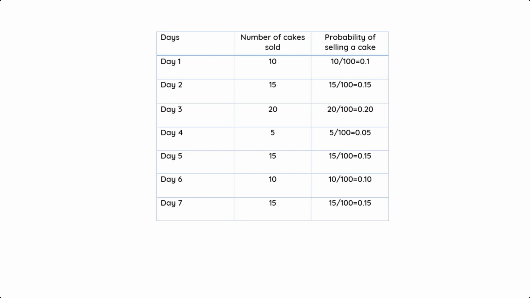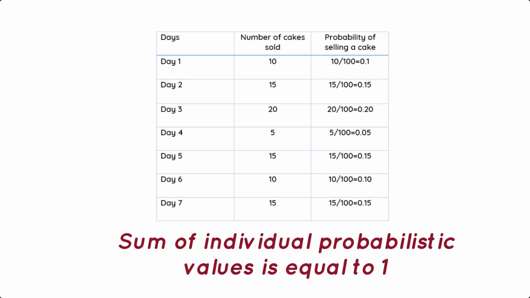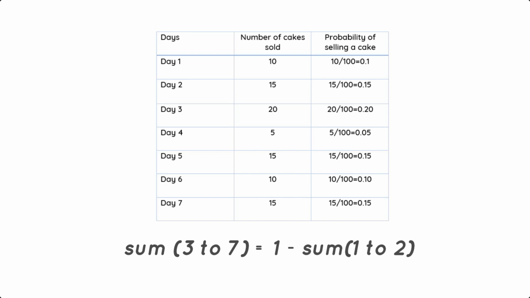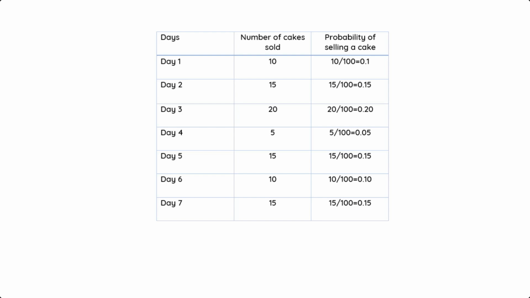Now, one thing we need to know is that the sum of all the probabilistic values of the number of cupcakes being sold in a day must be equal to 1. So we are interested in the probability that X is greater than or equal to 3. This can also be written as 1 minus the probability that X is less than or equal to 2. That means summing from 3 to 7 is the same thing as saying 1 minus summing from 1 down to 2. This rule is what we call the complement rule.